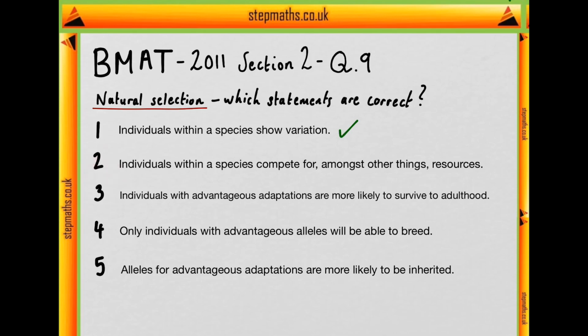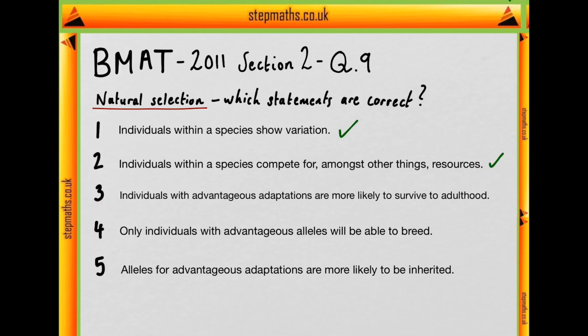Moving on to 2, we're told that individuals within a species compete for, amongst other things, resources. Well, we know this to be true again. For instance, we could just take the example of human beings, or we could talk about plants growing next to each other in a forest, which might be competing with each other for light, or nutrients within the soil. All of these things are resources for life.